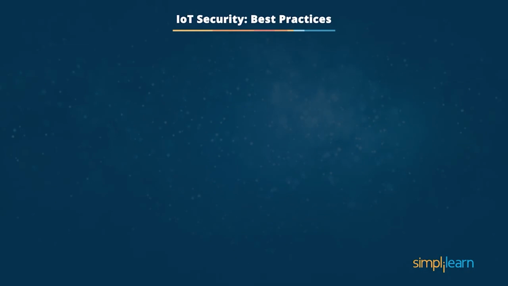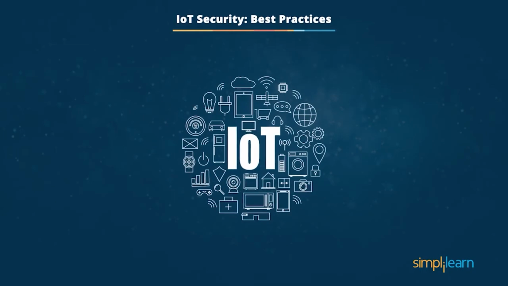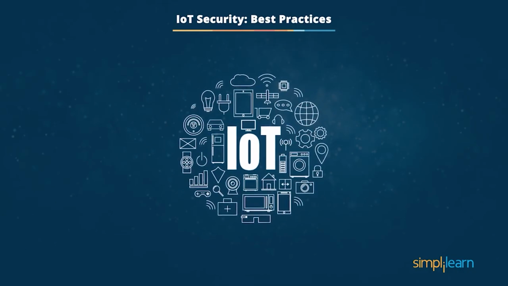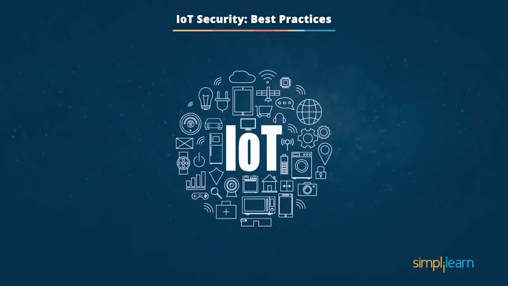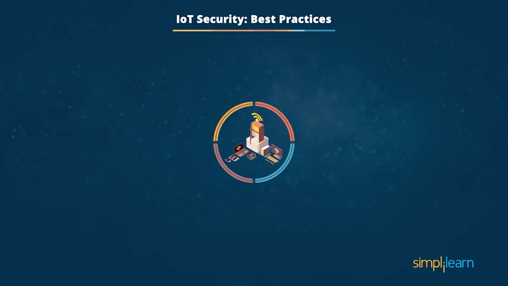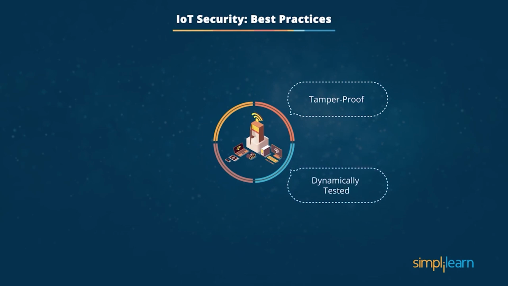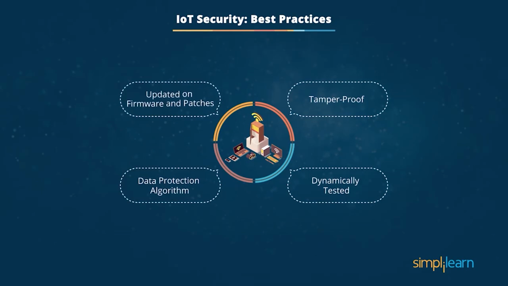IoT Security. Best practices. There are many best practices in IoT security. Let us look at some best practices pertaining to IoT hardware. First of all, the hardware should be tamper-proof. They should have undergone dynamic testing with specific data protection algorithms and should be updated on firmware and patches.